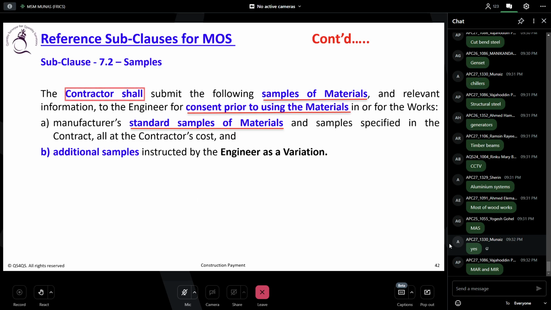That's what it says in the FIDIC: an additional sample instructed by the engineer is a variation. That means a variation. He will not admit that it's additional. FIDIC knows what they have done. They clearly say, yes, you have to give the sample, but how many times? A sample specified in the contract is all at the contractor's cost.